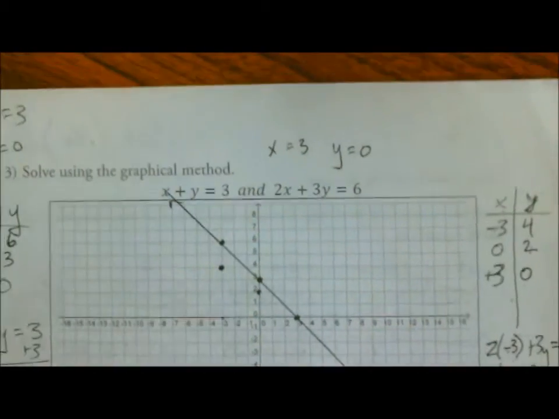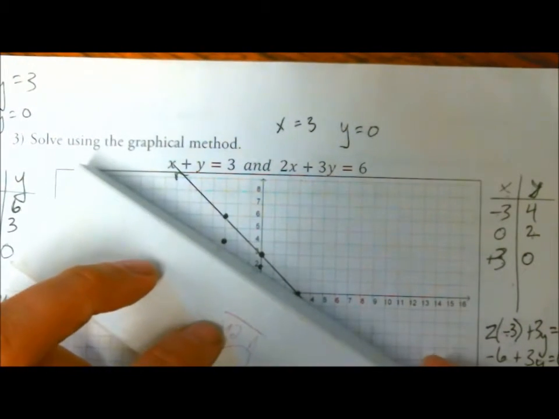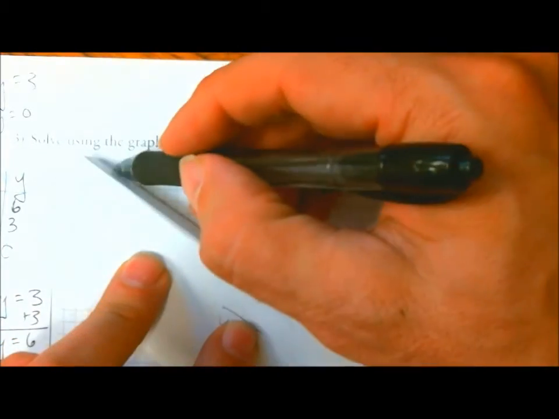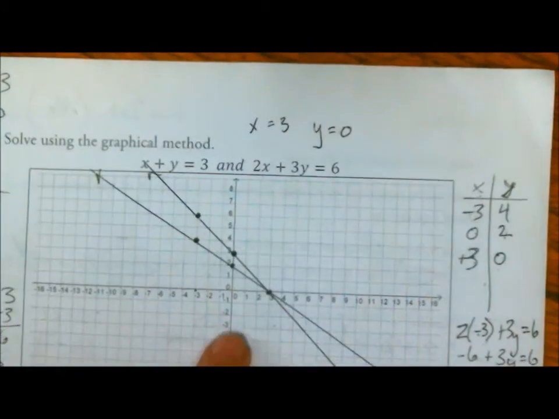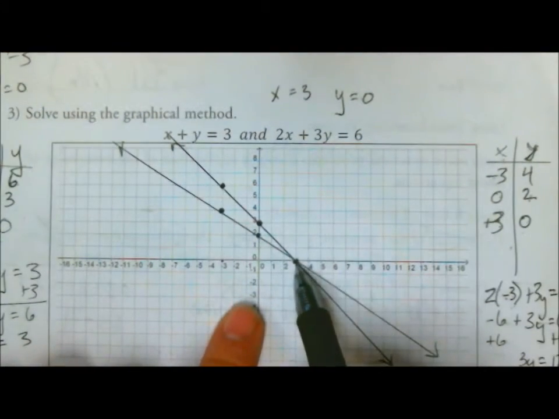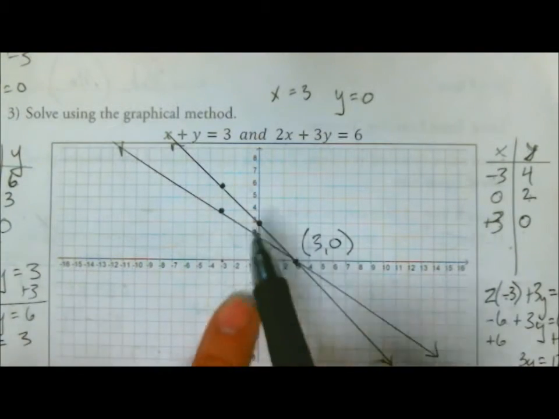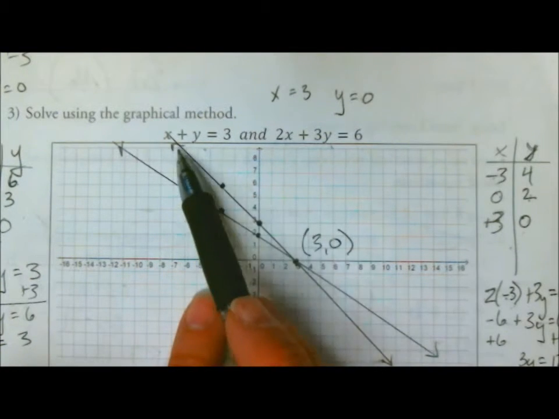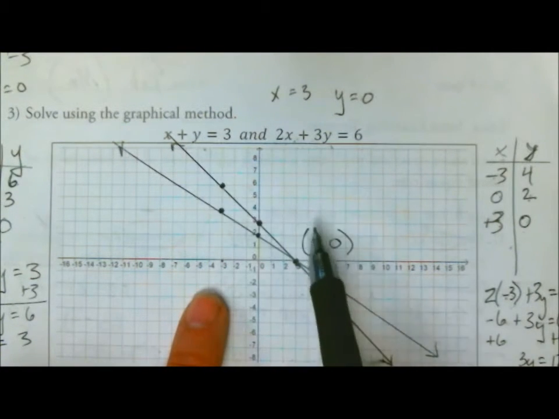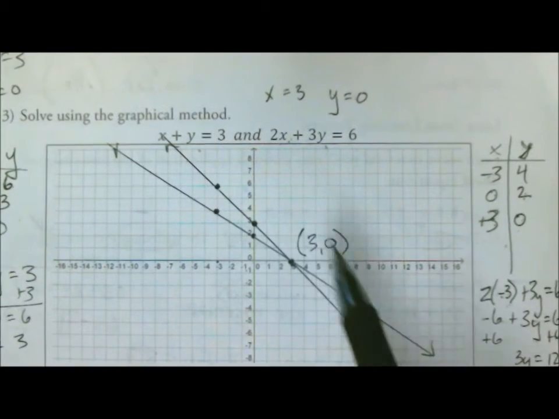But to finish the problem, sometimes you get lucky and do that. To finish the problem, I'm going to draw my line. And I'm going to see where they cross, and it's quite obvious that they cross at the point 3, 0, which is the solution set to these two simultaneous equations. X equals 3 for both equations at this location, and y equals 0 for both equations at this location.